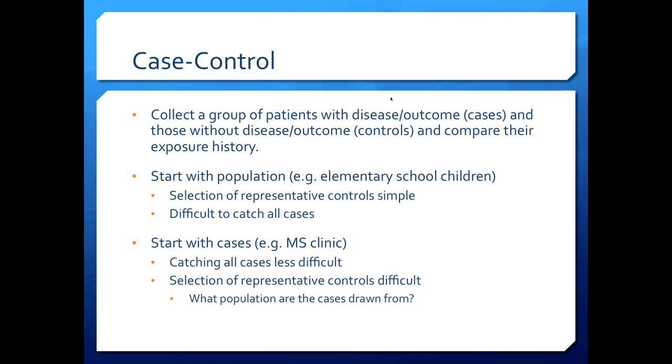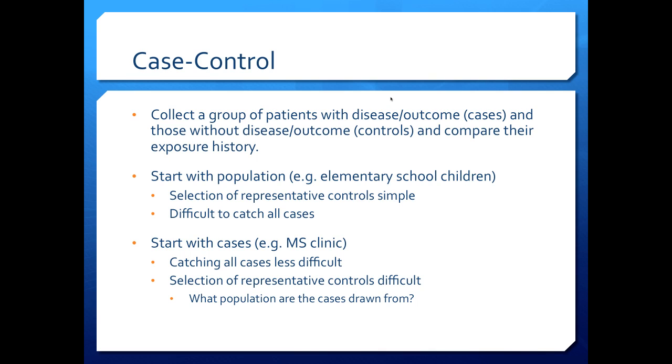You can start with a population of interest, like elementary school children in BC. This method allows for easy selection of representative controls, since you have a good understanding of the population under study. The difficulty is making sure that you include every single possible case of the outcome.